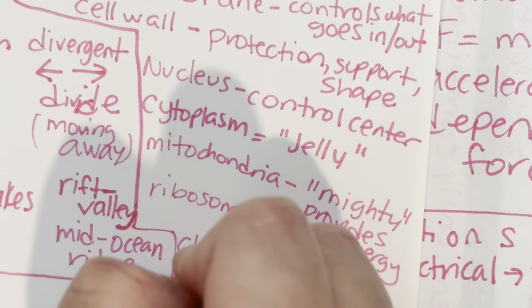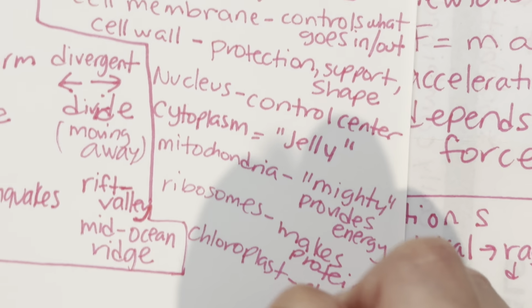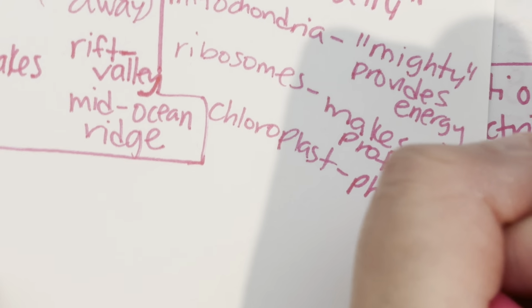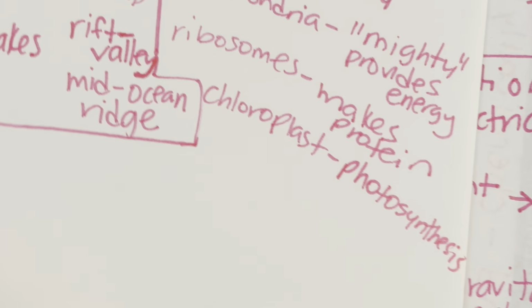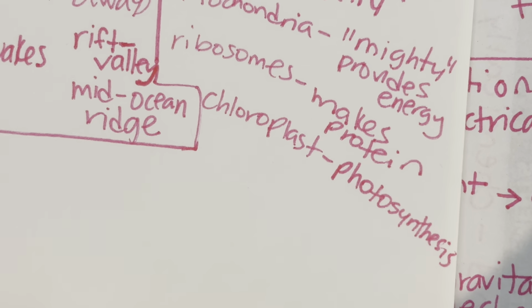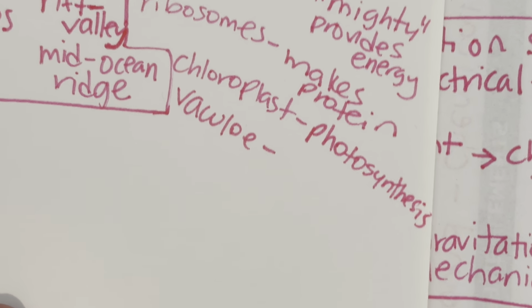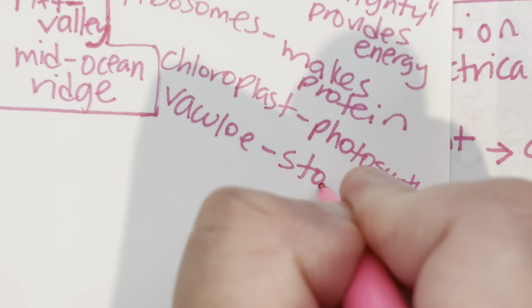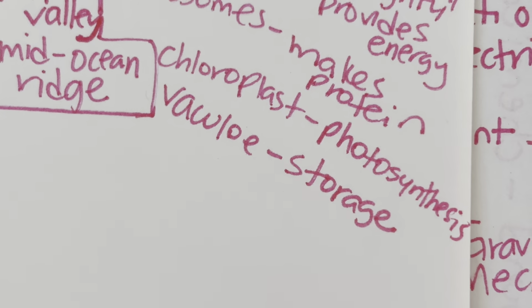Your chloroplasts, this is where photosynthesis occurs, and this is only in plant cells, right? Because we don't perform photosynthesis. Okay, and then last but not least, the vacuole is found in both animal and plant cells, right? But in plant cells, it is larger. It is for storage. It stores waste, nutrients, and water. So it is our storage. Okay, so that is what it is in a nutshell.